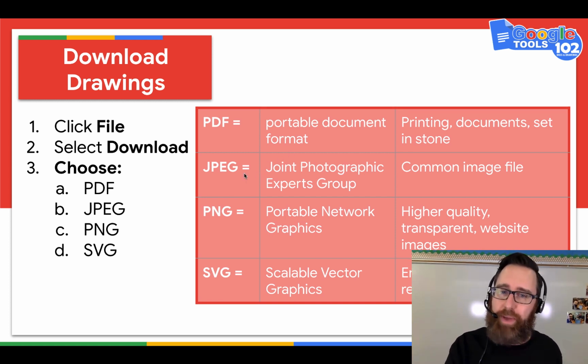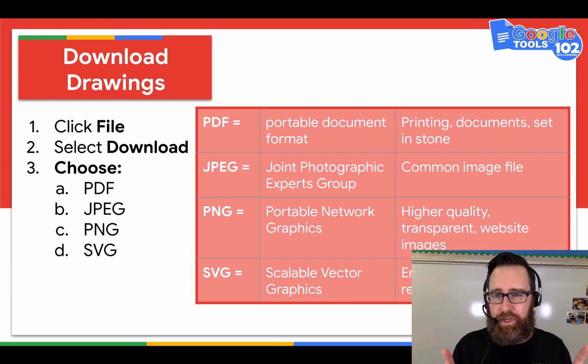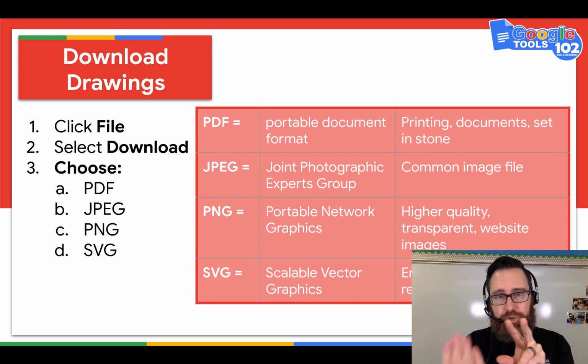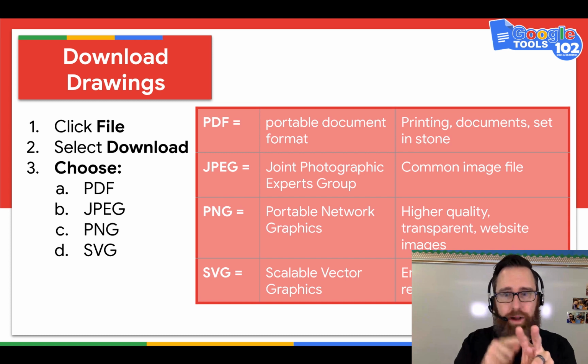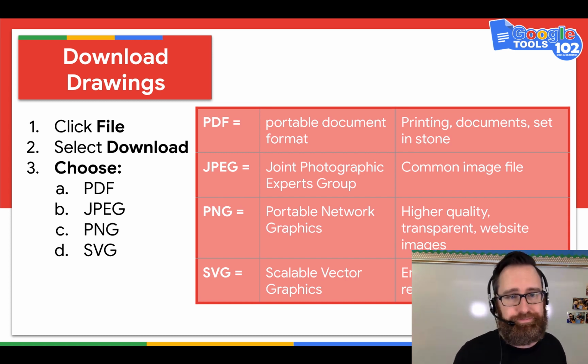Now, if you choose JPEG, that stands for Joint Photographic Experts Group, and that's a very common image file. When you search for Google Images, you find a lot of JPEGs. Or you can select PNG, that stands for Portable Network Graphics. These are higher quality images. Many times you can make them transparent, so you see one part of the subject, but it's transparent. It's just their outline cut out. And many times the PNGs are website images.